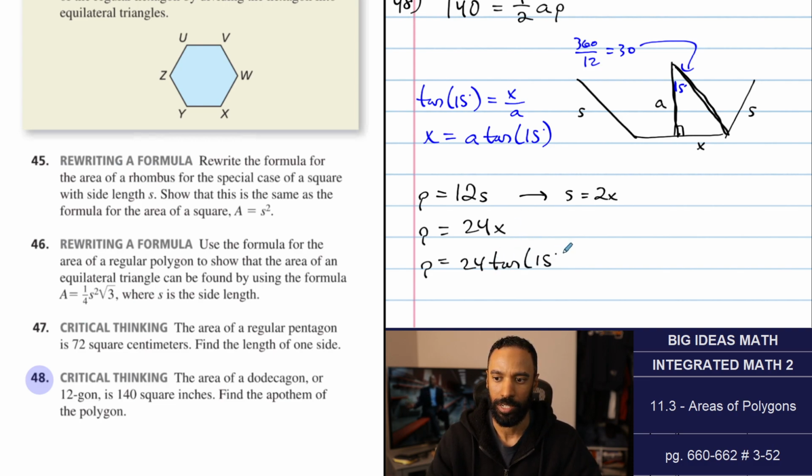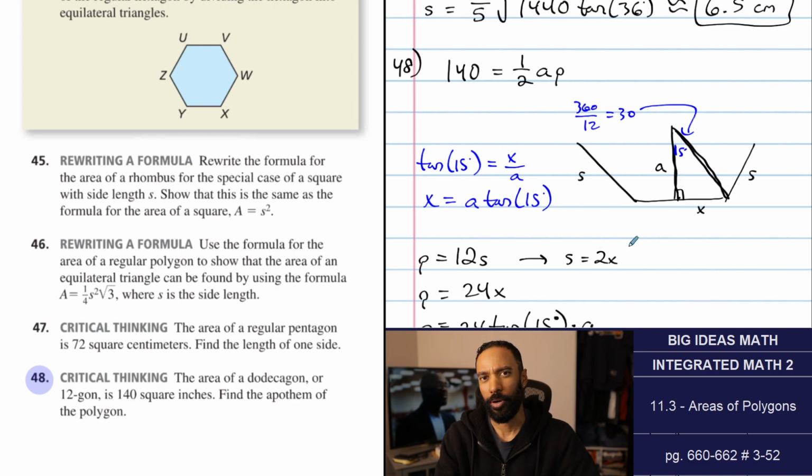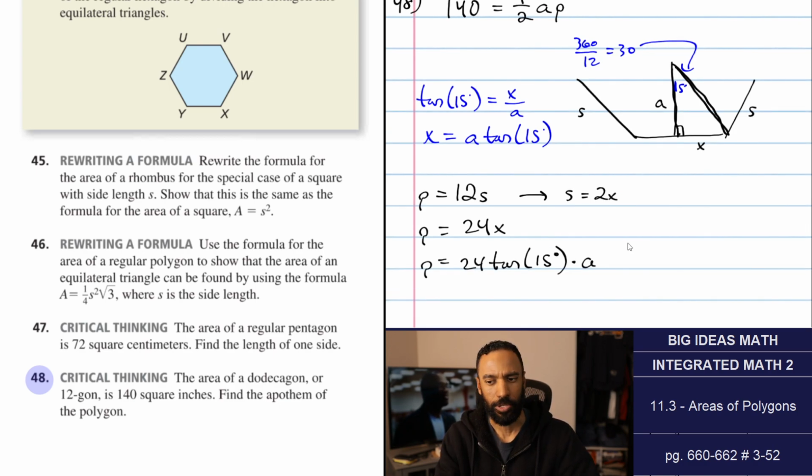Otherwise I kind of lose it. Times A. I think, right? Is that where we normally put a variable? I don't know. I normally don't do it with a trig like that. Maybe we put it in front. That's okay. We'll leave it there.